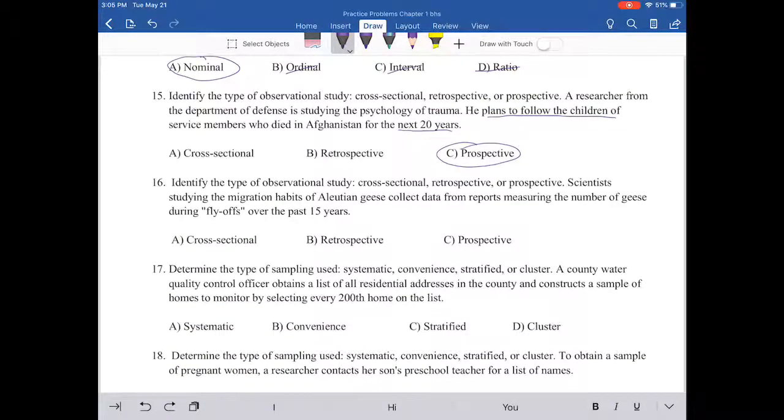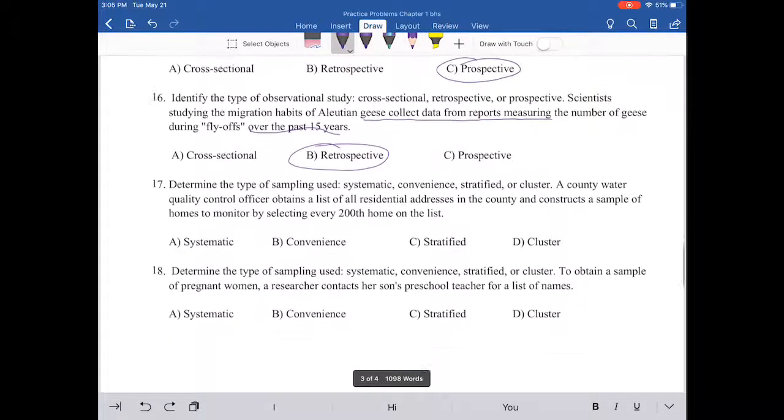Meanwhile, number 16, we're already collecting geese data from reports. So this data has already been done, and we're collecting it, and we're looking at it now, but it's from over the past 15 years, so this is a retrospective.